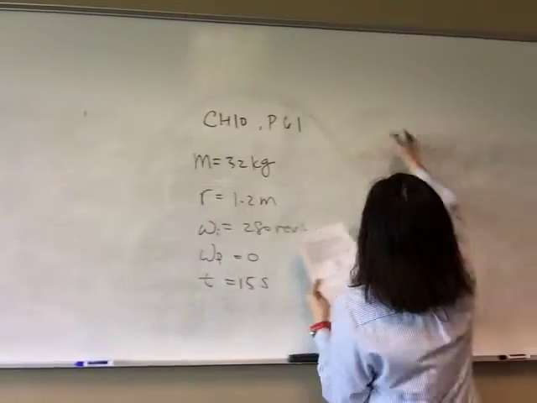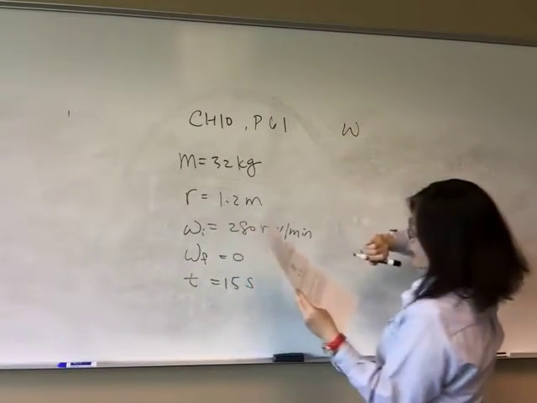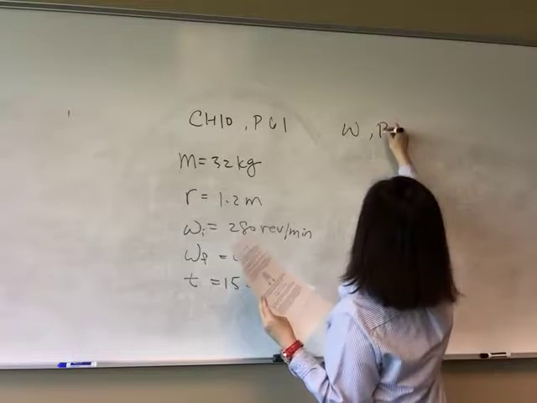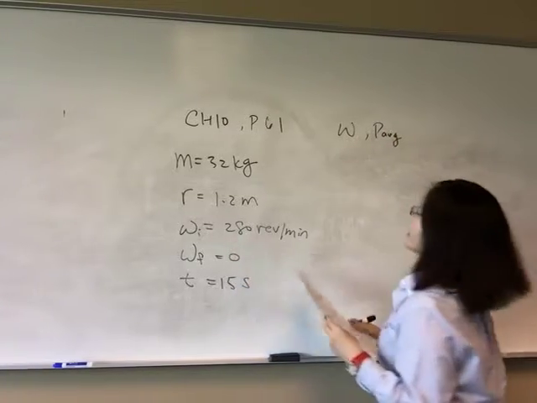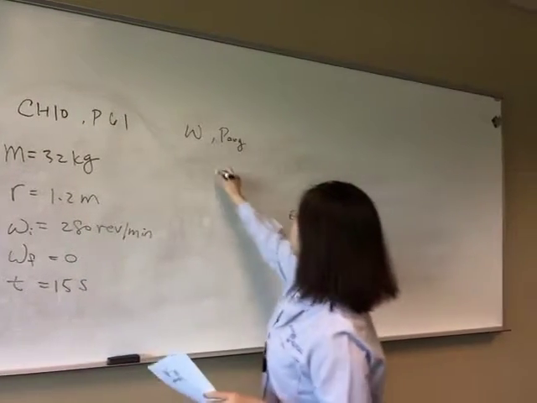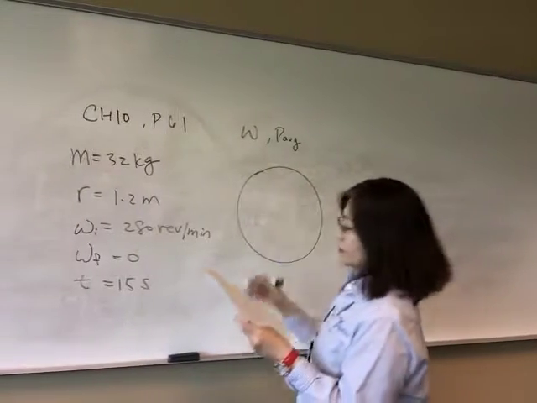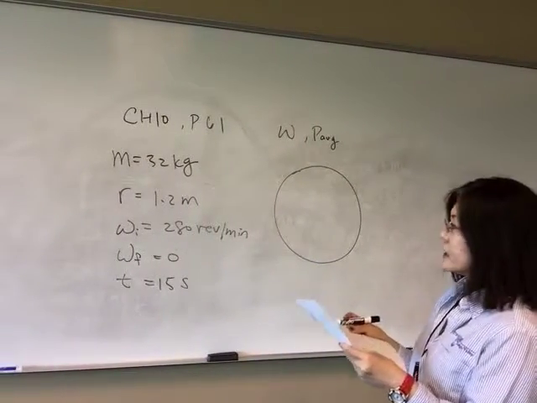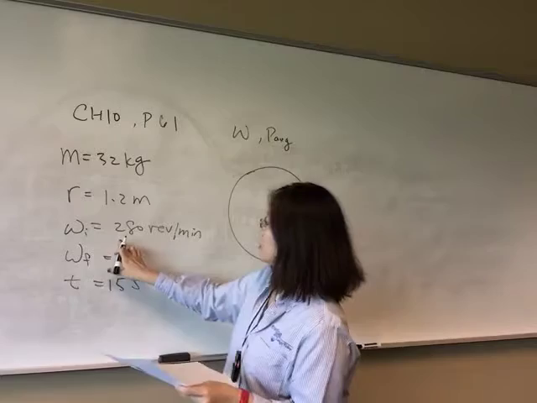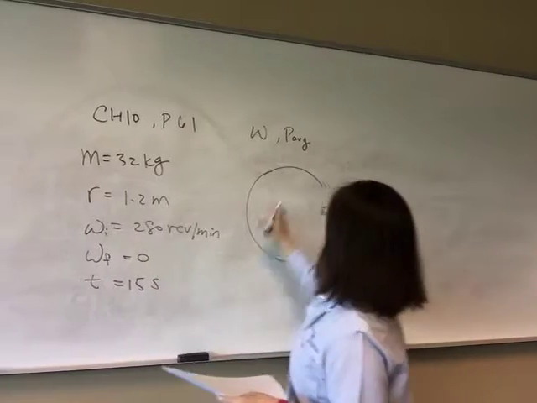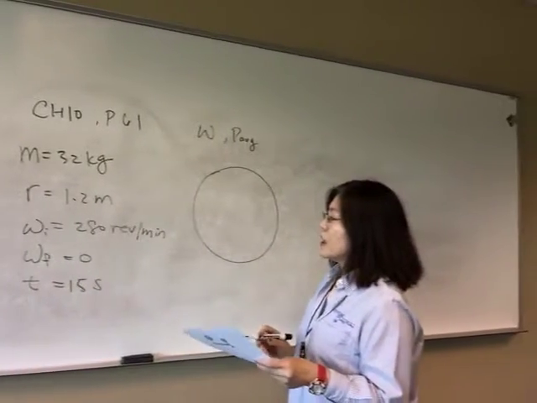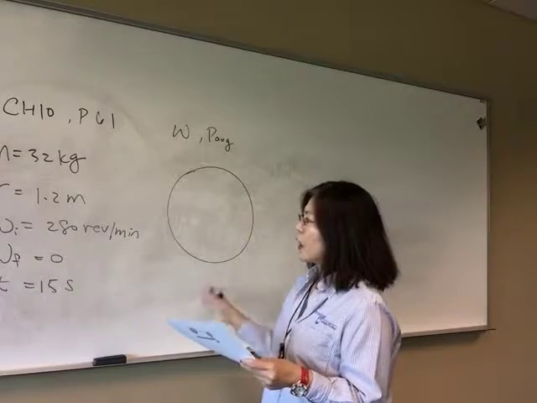And so you want to find the amount of work to stop it, and what is the average power? Okay, so this is a thin wheel, and it's rotating. So with this initial, and this is the final, and you're asked to find how much work has to be supplied in order to stop it.